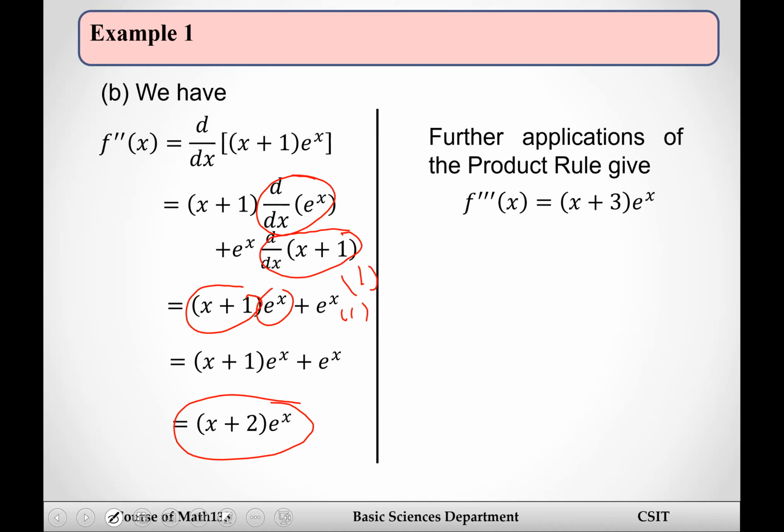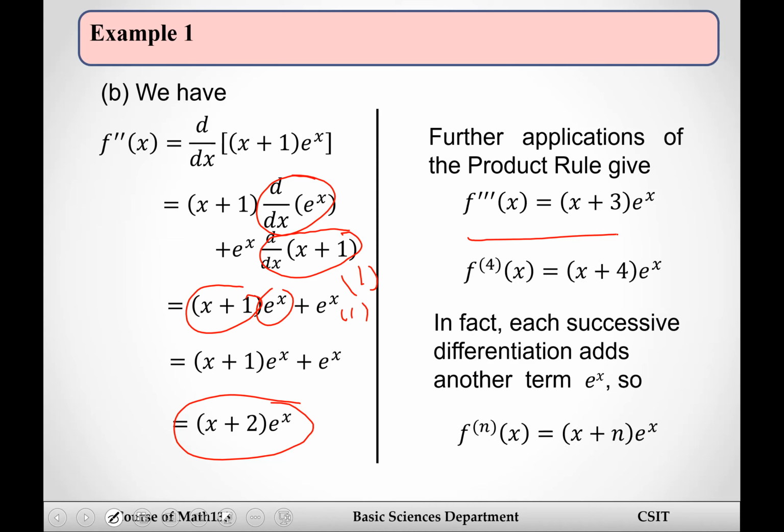If we continue the higher order derivative, then we'll find f''' is equal to (x + 3)e^x, and we can conjecture that f^(n), the derivative of order n, is equal to (x + n) times e^x. So each time you see the 3 here is the same as here. The 2 here is the same as here. The 4th is the same as here. So we can conjecture that the n must be n here. And that's the formula for the n-th derivative.